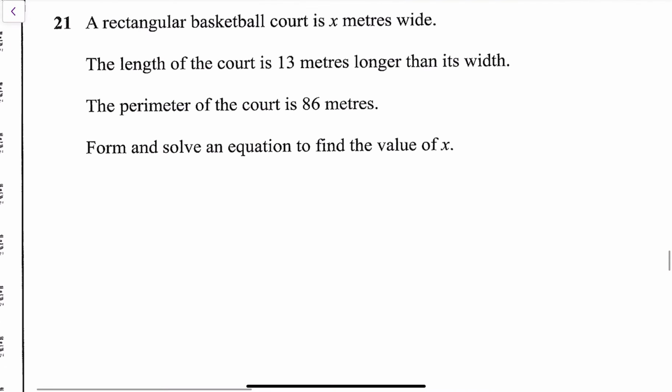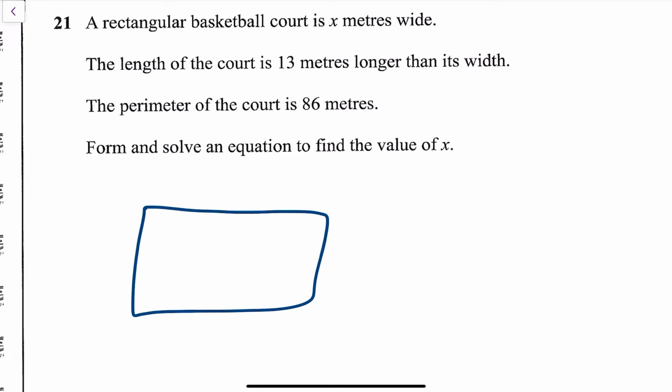Question 21 says a rectangular basketball court is X meters wide. The length of the court is 13 meters longer than its width. So I've done a wee diagram. The perimeter of the court is 86. Form and solve an equation to find the value of X.